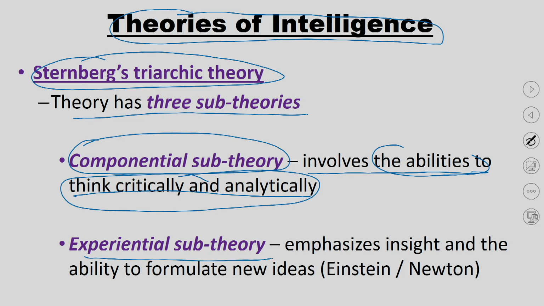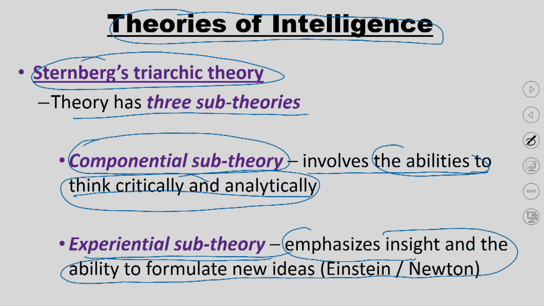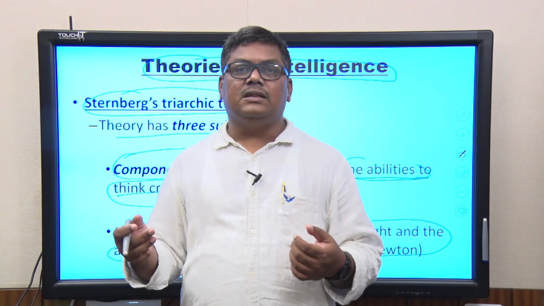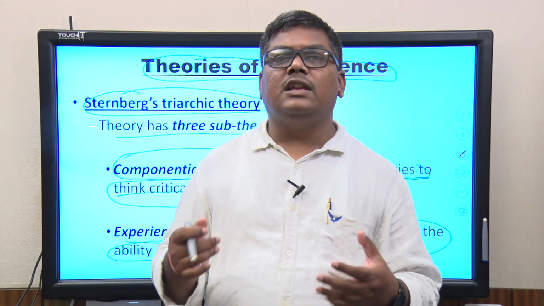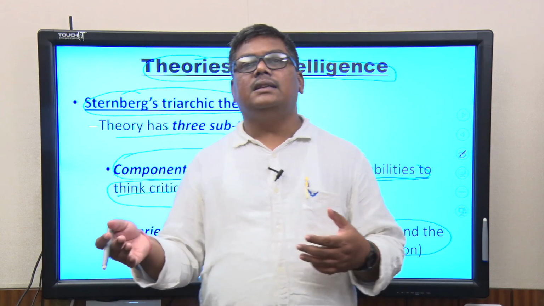Then there is something called the experiential subtheory. The experiential theory emphasizes insights and the idea to formulate new ideas. The experiential sub-theory basically says that some types of intelligence are experiential in nature. It comes with experience. For example, look at Einstein and Newton. These people had intelligence of the experiential type. With experience, the intelligence developed.